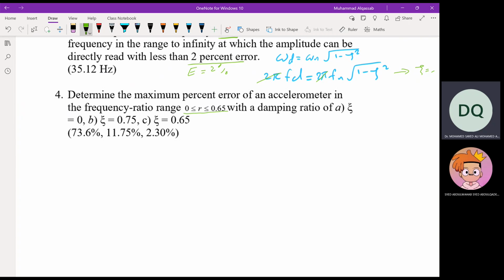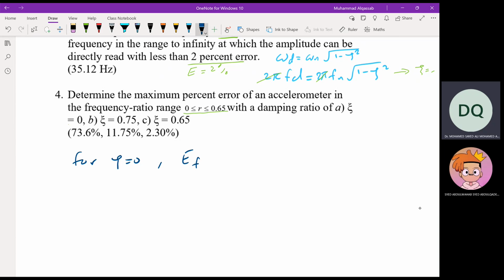This is different from the seismometer. The seismometer works in the higher frequency ratio. This accelerometer works in the low frequency ratio, near 0. So from 0 to 0.65, that is the given range. If you want to use the accelerometer within this range, what is the maximum? For zeta equal to 0, the error factor is always increasing.